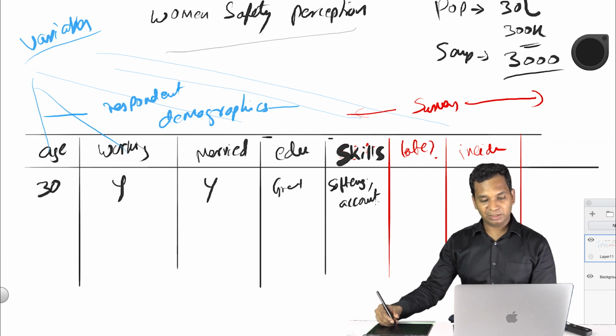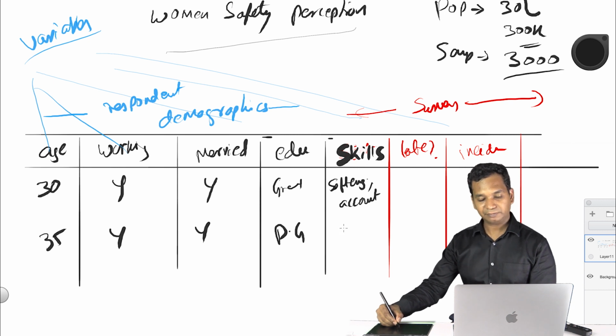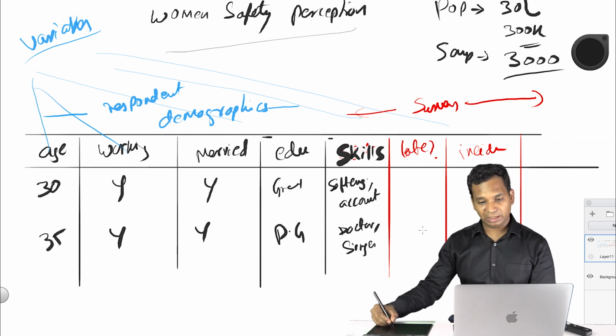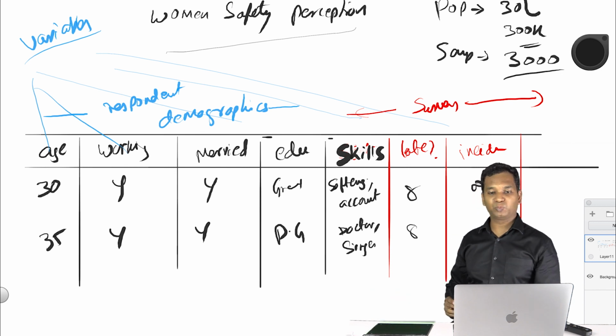Or maybe you can have another lady who is 35 years, also working, married, education, post-graduation. She is, let's say, a doctor, and also let's say a singer, a professional singer, a fine artist, okay? And maybe she rates something here, something like this, okay?